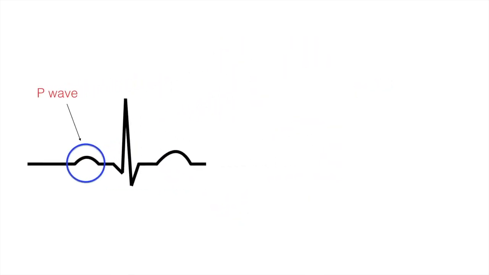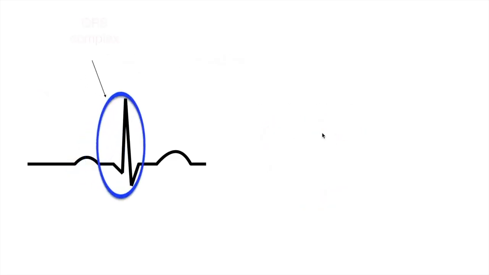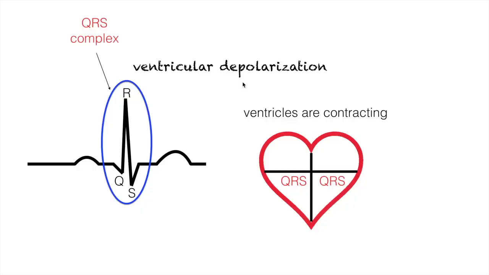Let's start off with P wave. The P wave represents atrial depolarization. During atrial depolarization, the two atria are contracting. Next up, the QRS complex. Now, the QRS complex represents ventricular depolarization. During ventricular depolarization, the ventricles of the heart are contracting. Depolarization is for contraction. So how would you know which one is which? That P wave is for atria while QRS is to ventricles.